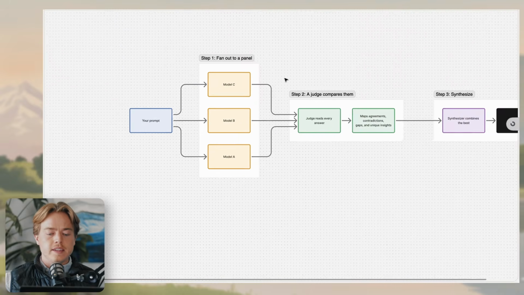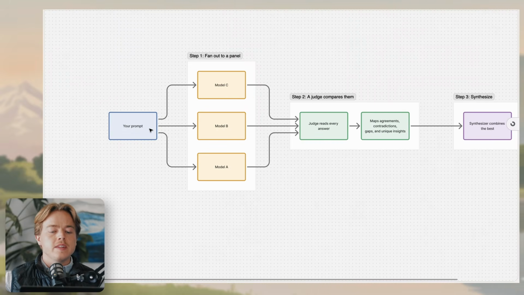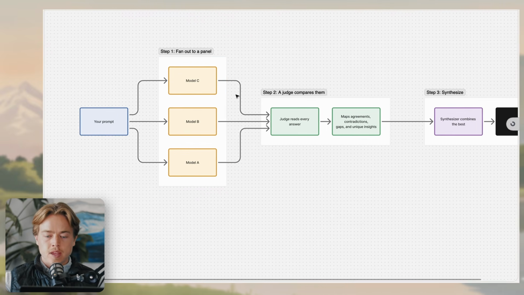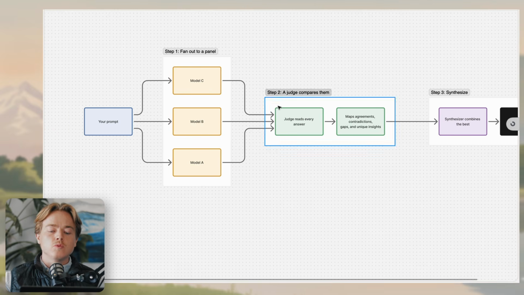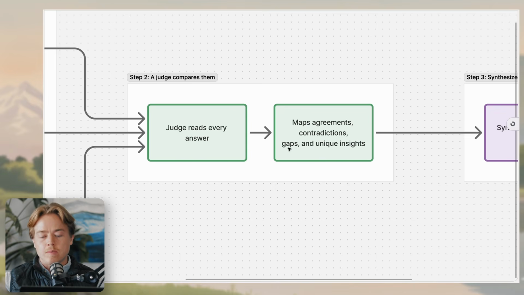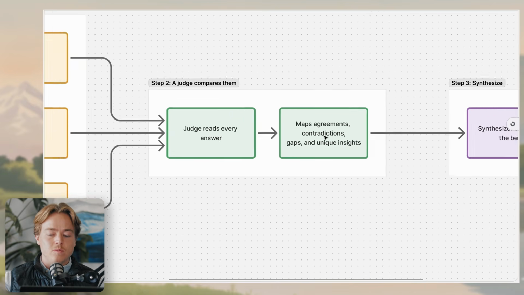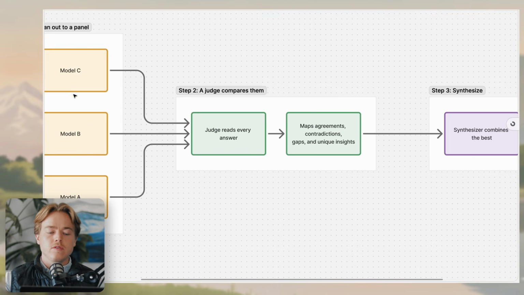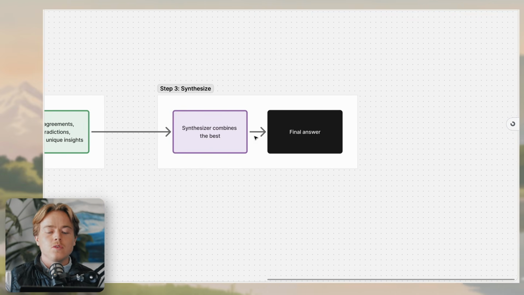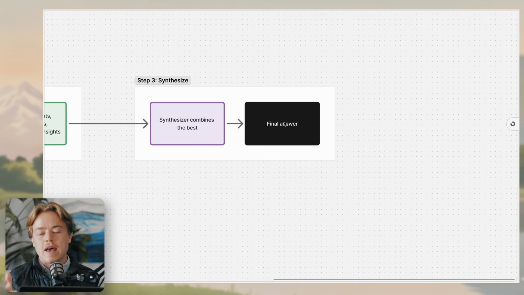So here's the whole idea. You send your prompt and then it gets fanned out to a panel of models. This shows 3, but realistically you could have more than that. Then you have a judge that reads every answer, and then it maps the agreements, contradictions, gaps, unique insights, things like that. It finds the best of what all 3 of these models surfaced, and then it synthesizes it. It combines them all to give you the final answer, which is the best of them.